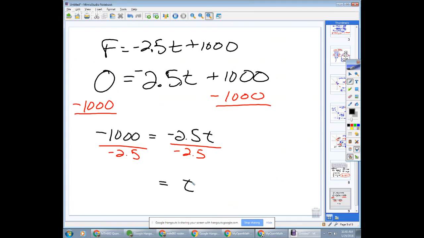400 minutes, maybe? Yeah, so now we've got to translate that into hours. There's 60 minutes in an hour. How many times does 60 go into that? 6.6? Okay, so the 0.6 is a problem. So I'm going to do it a little differently.